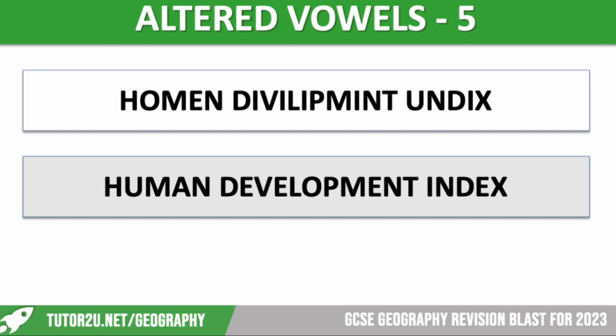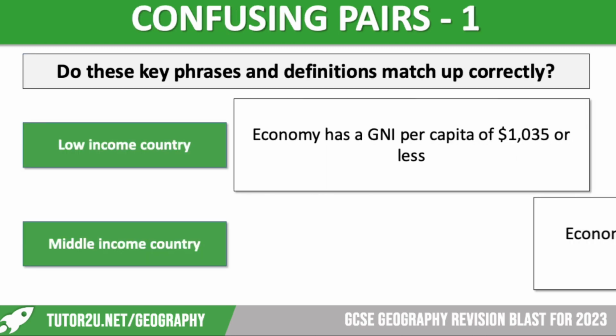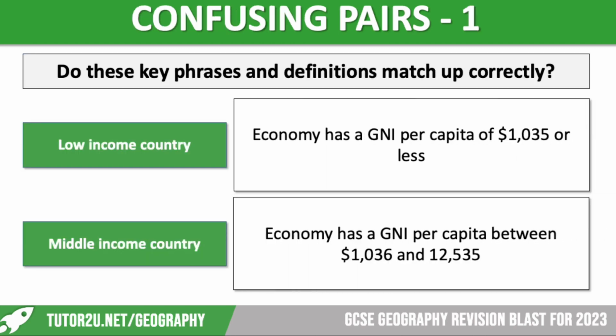Right, we're going to move on to a round of confusing pairs. So we are going to give you for this round some key phrases and some definitions. You just have to work out whether we have matched them up correctly or not. So we have a low-income country, we've got our middle-income country. Low-income country, an economy has GNI per capita of $1,035 or less. Middle-income country, the economy has GNI per capita between $1,036 and $12,535. Have we matched these up correctly? What do you think? Okay, let's reveal. Yes, we have.